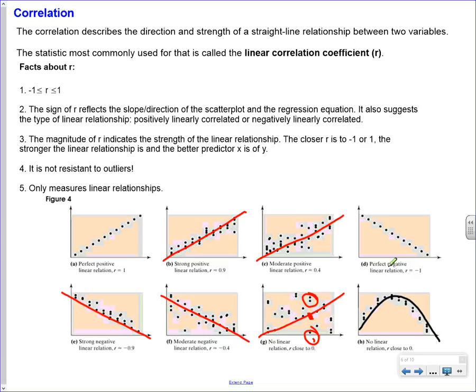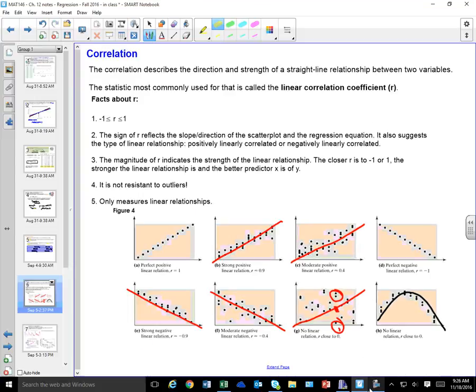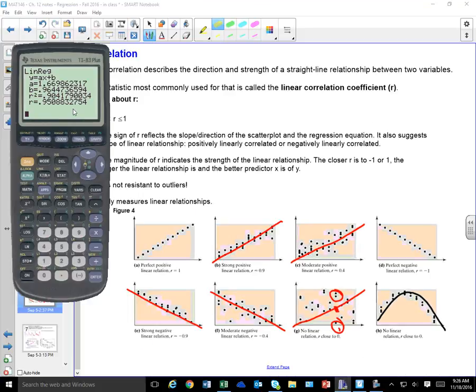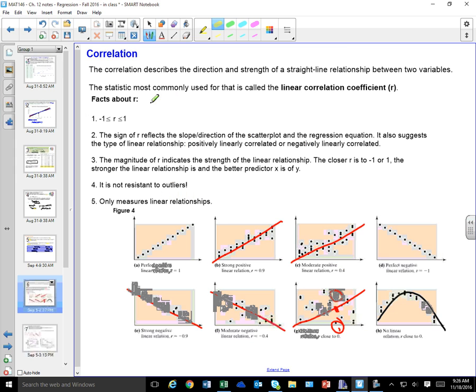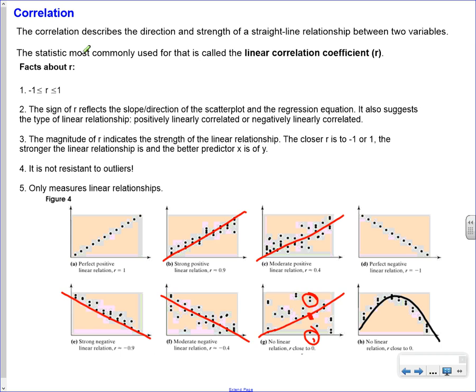Now, those R values that we got when we were doing it either in Excel or on our calculator, this R value here, that's our correlation coefficient. The correlation coefficient describes the direction and strength of a straight line relationship between two variables. So it's telling us how good of a relationship X and Y have. How good is X at predicting what Y is going to do? Now, R values are always between -1 and 1.